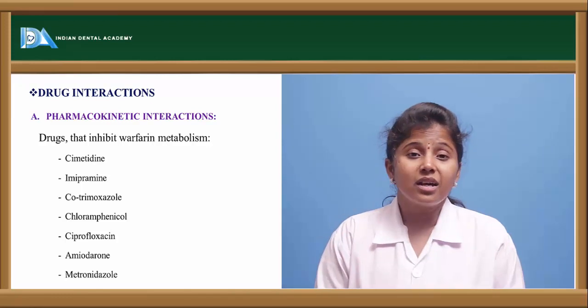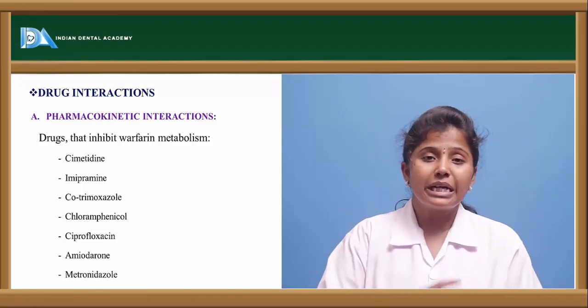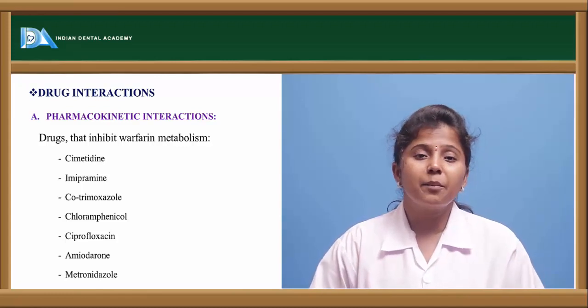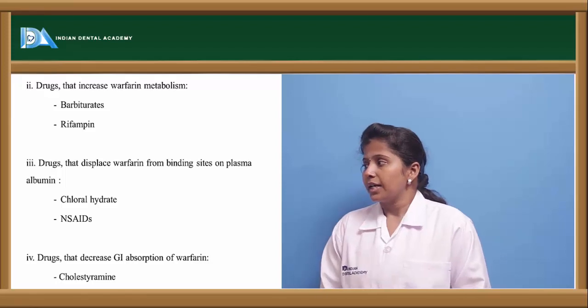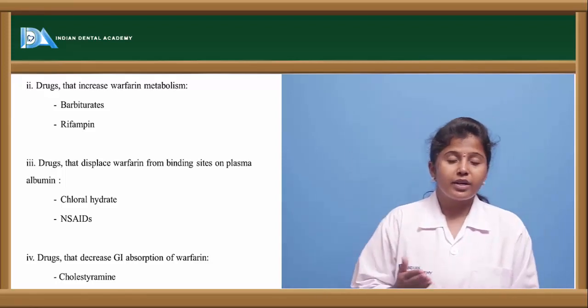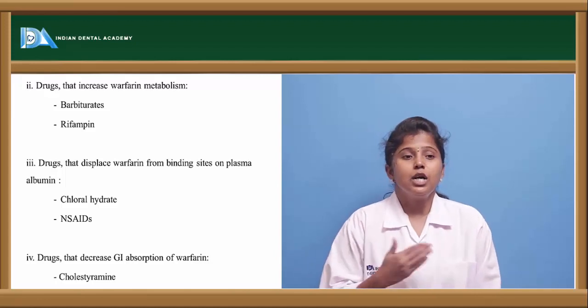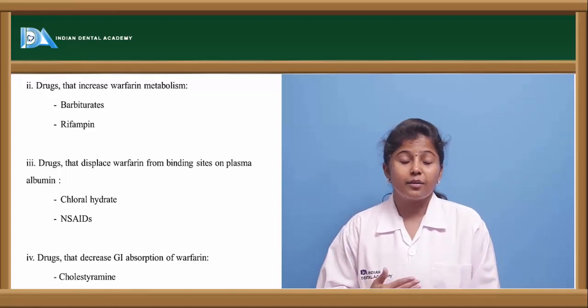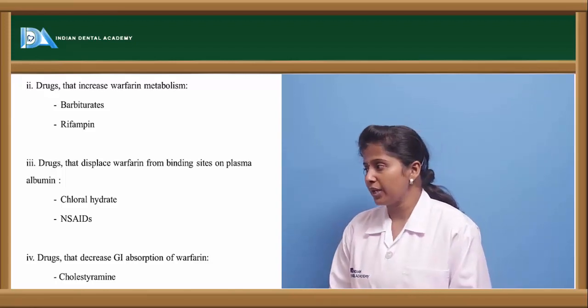So these are the drugs which should be contraindicated with warfarin, because warfarin will interact with these drugs, and thereby the metabolism of warfarin is prevented. The drugs which increase warfarin metabolism, like barbiturates and rifampicin, excessively metabolize the warfarin, and thereby the warfarin is not showing any therapeutic effect.